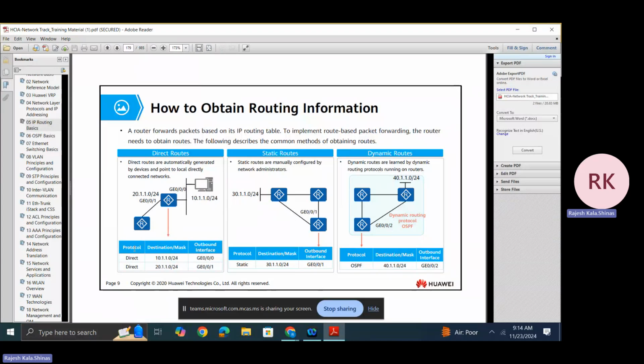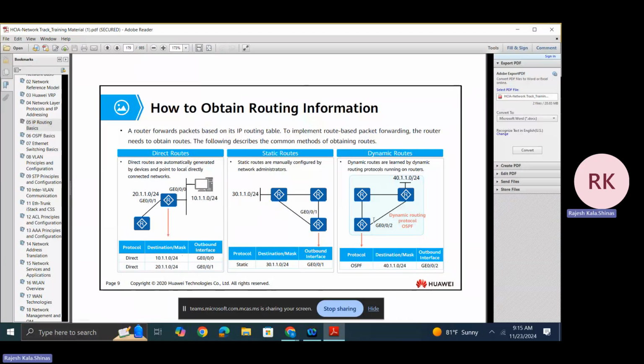So the protocol name is Direct. The destination is the first one, 10.1.1.0/24. What is the outbound interface? To reach this network from R1, it is GE0/0/0. To reach 21.1.1.0/24 from R1, the direct route's exit interface is GE0/0/1. Now this is a direct route. No need to do anything. Whenever you connect the interface and assign an IP address, that itself becomes a direct route.